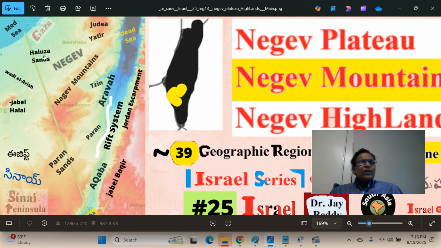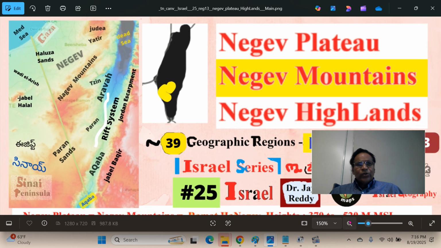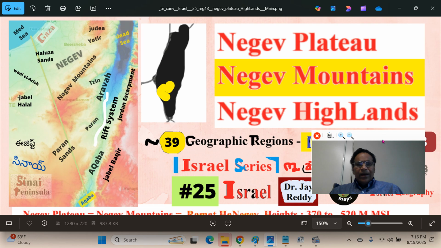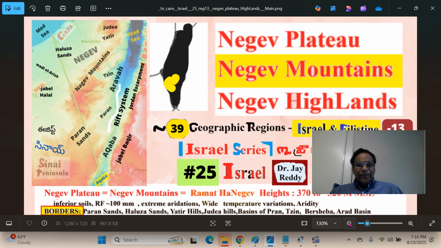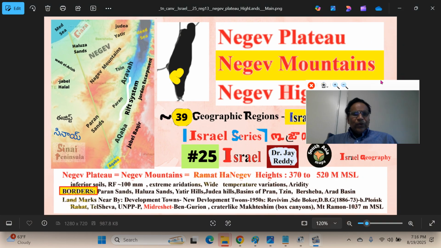The northern part is the Haluza sands. Streams such as the Nizana and Levan originate there. They eventually join into the Al-Arish Wadi of the Sinai Peninsula.